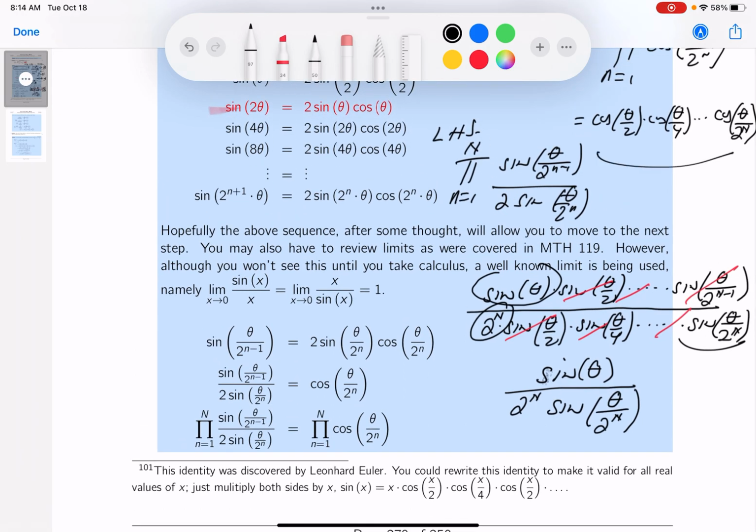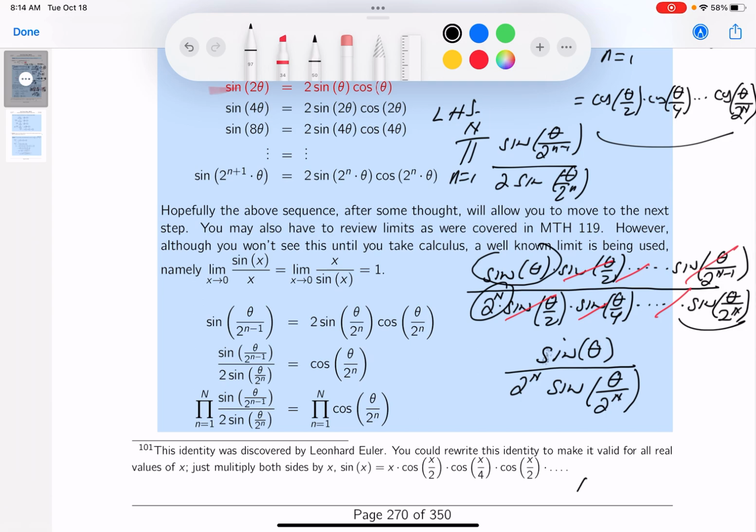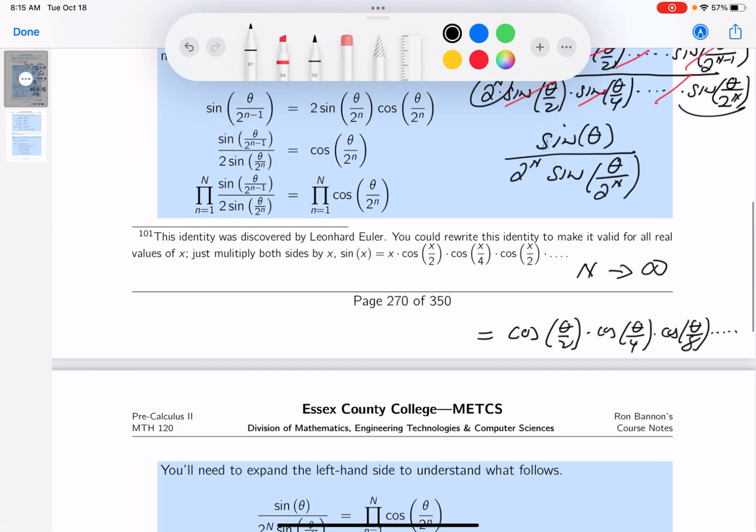It's the same thing, but I don't want a finite case. I want the infinite case, and the infinite case is going to be when you let the big N go off to infinity. Now, I hope you realize if I let the big N go off to infinity, the right-hand side is going to look like cosine theta over 2 cosine theta over 4 times cosine theta over 8, and so on. It goes on forever. But the left-hand side is a little more complicated.